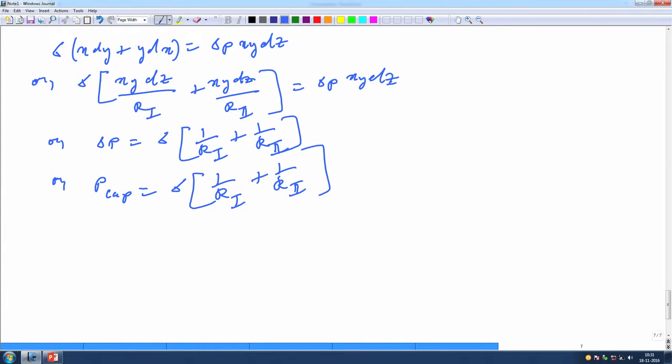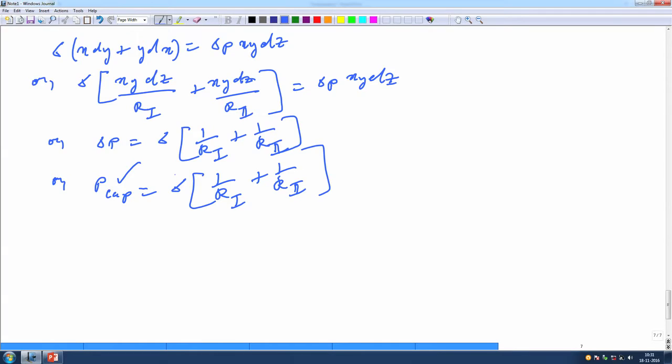We know this, and of course, in cases where there is only one single radius of curvature, basically the two radii of curvature are the same, as happens in a sphere, for example. So these two will be the same, and you will get 2 sigma by r. In some cases, like for example a cylinder, one radius of curvature is infinity. In that case, you will get sigma by r. So this is the expression which links the capillary pressure with sigma, and that is the Young-Laplace equation, which we will profusely use throughout the course of this course.